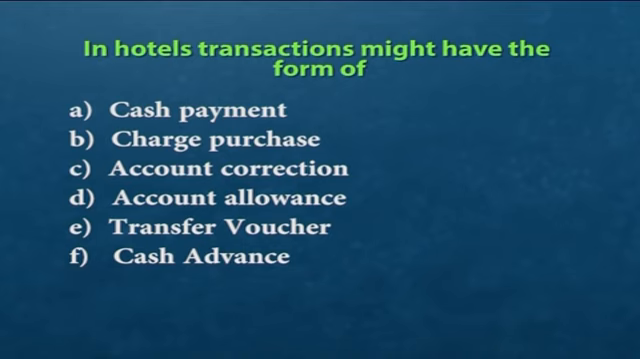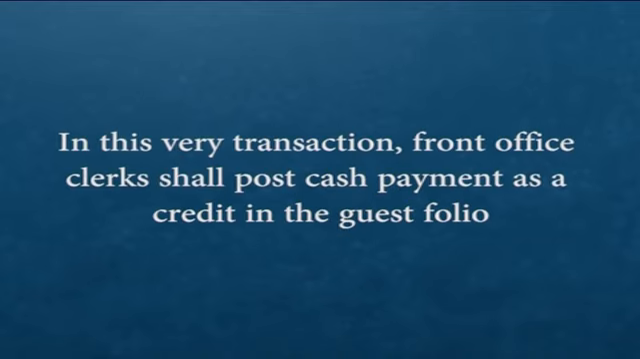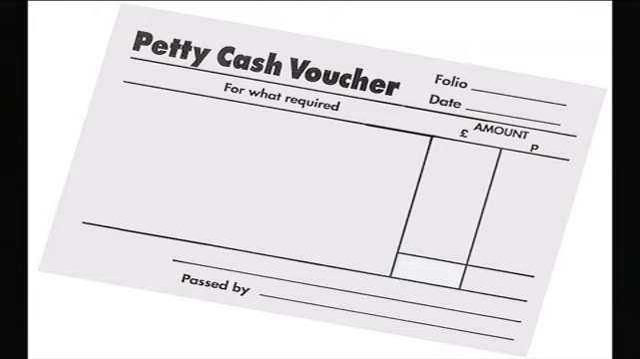In hotels, transactions might take the form of cash payment, charge purchase, account correction, account allowance, transfer voucher and cash advance. Let us now discuss each and every one of them. Cash payment. In this transaction, front office clerks shall post cash payment as a credit in the guest folio. Moreover, cash vouchers shall be used as transaction supporting evidence.